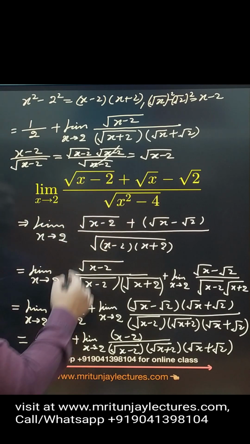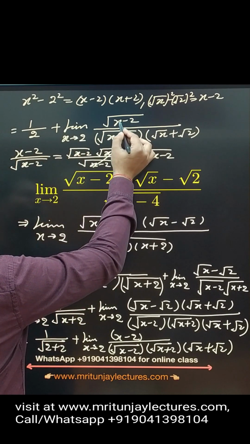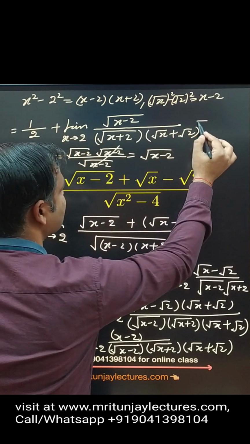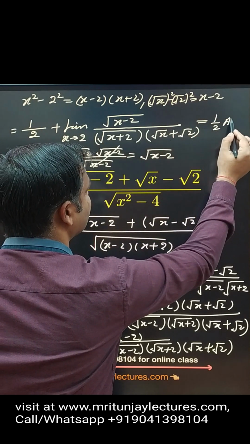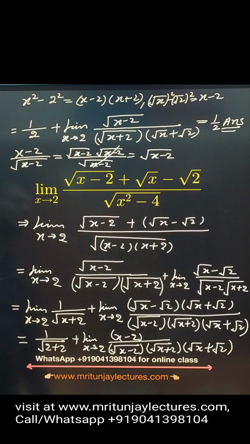Clear? So after that, put x is equal to 2. Then what about that value? 2 minus 2, 0. So the final answer is 1 by 2, which is the right answer. If any doubt, then comment it. I will discuss again.